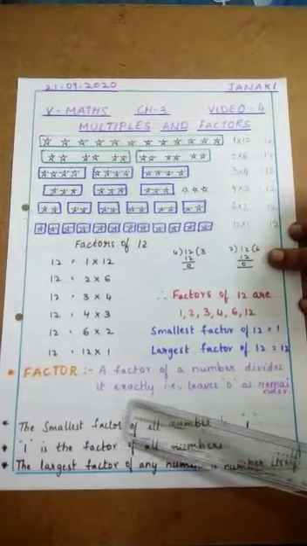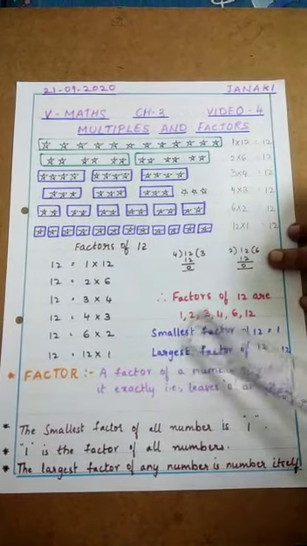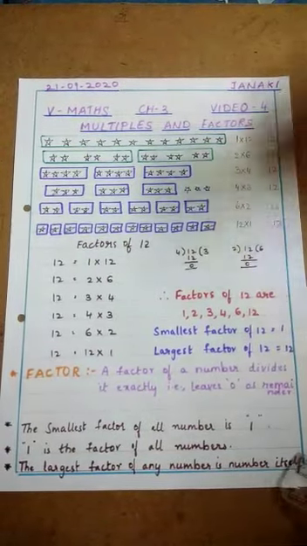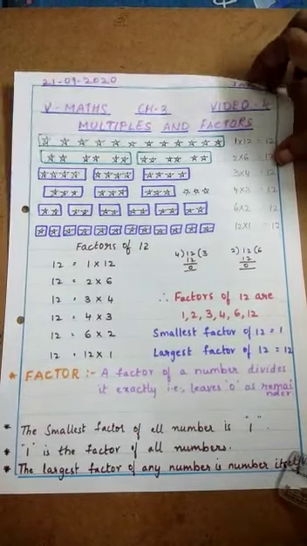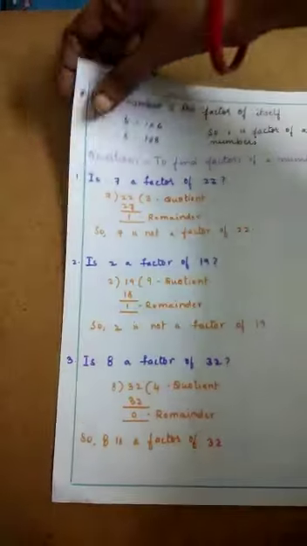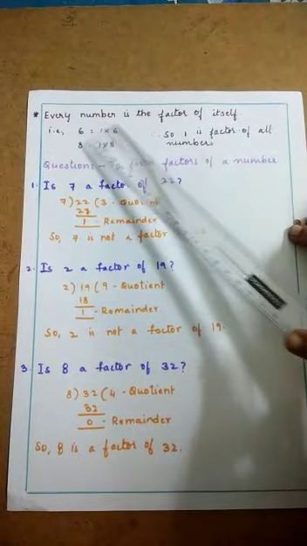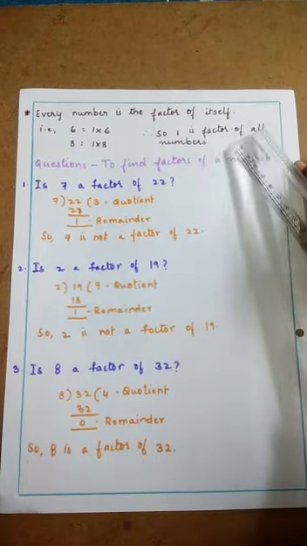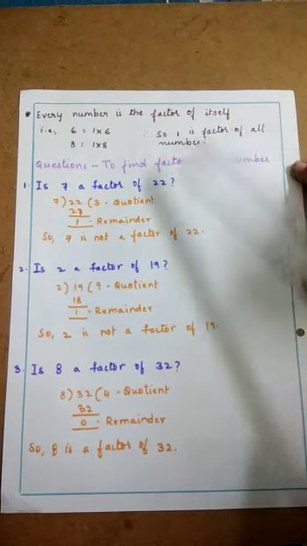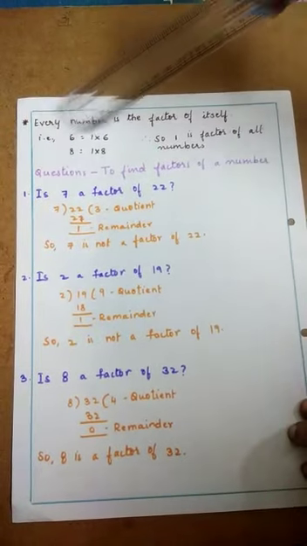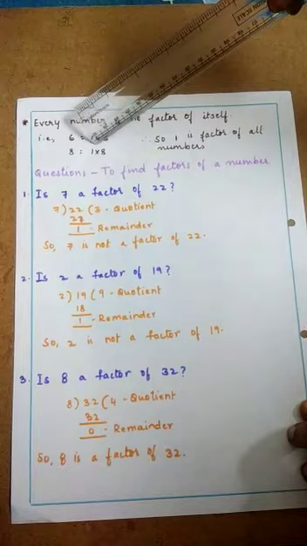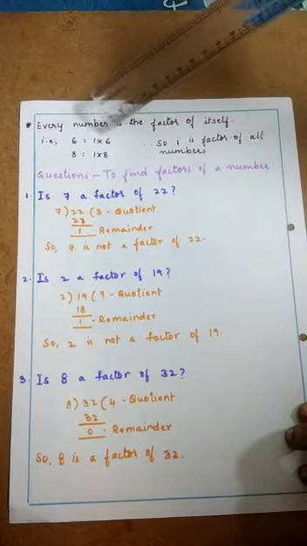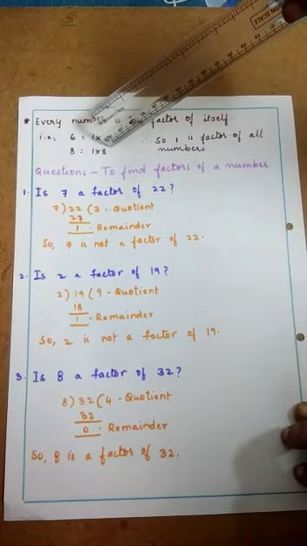Next, the largest factor of any number is the number itself. See here, for example, 12 is the largest factor of 12. We have learnt that already. So any number has the largest factor as the number itself. Or you can write it as: every number is a factor of itself. Take for example 5. 5 is the highest factor of 5 only. 5 ones are 5, like that. Here I have given an example. 6 you can write as 1 into 6. 8 you can write as 1 into 8. So 1 is a factor of all the numbers, and the highest factor of 6 is 6 only. The highest factor of 8 is 8 only.